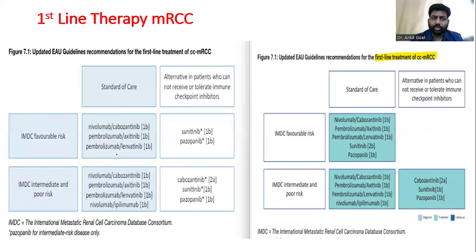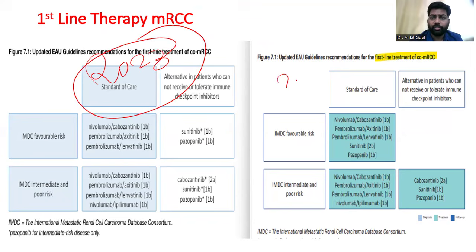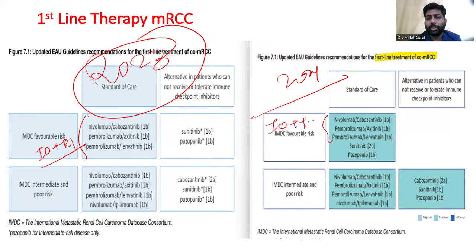Now let us try to understand the first line systemic therapy. Okay, if you're offering a systemic therapy, what is the first line therapy? This is the 2023 EAU, and this is 2024. What is the change? We can appreciate that the first line therapy, the standard of care, has been combination therapy. Okay, these are combinations of immunotherapy with TKIs, and that is still prevalent, immunotherapy plus a TKI.